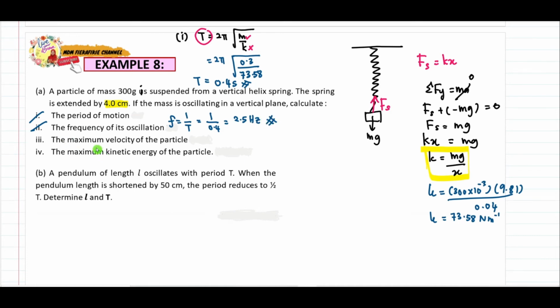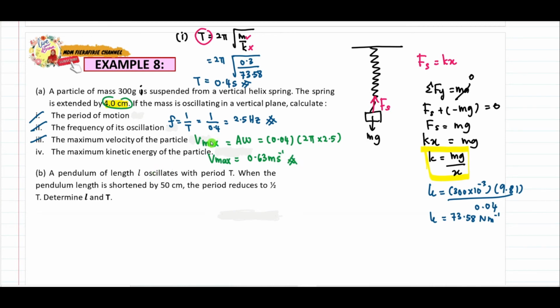And then the maximum velocity of the particle. Ini pun sama juga. Kita dah boleh buat. v maximum is equal to A omega. Okay, and A is the amplitude, where A is 0.04 meter. Omega kita boleh cari. Omega is equal to 2 pi f. Okay, so omega is equal to, formula dia adalah 2 pi f. Frekuensi saya dah ada tadi. Saya masukkan je lah kat sini. Okay, so v maximum, you akan dapat nilai dia 0.63 meter per second.